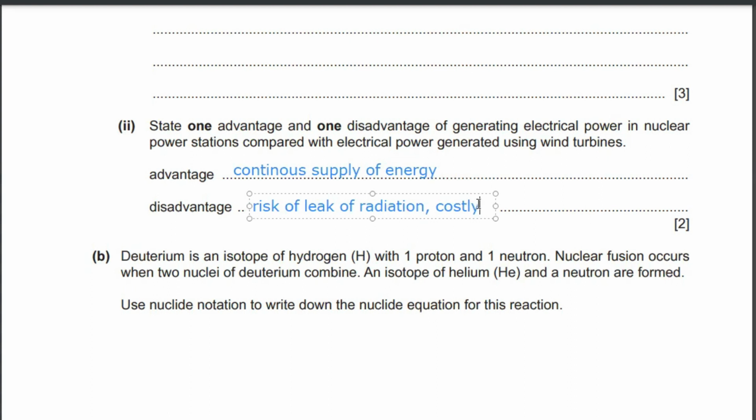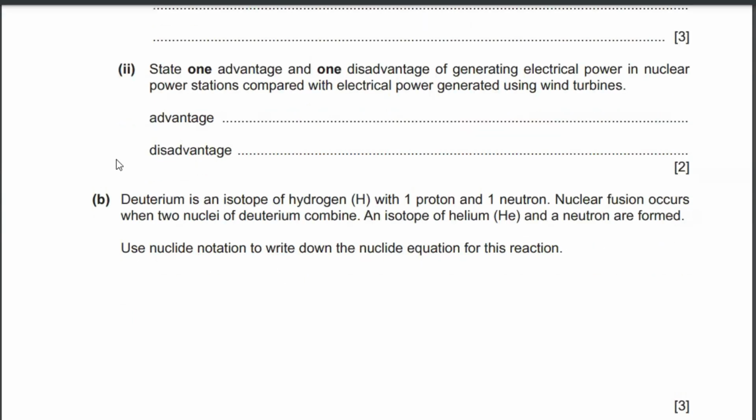Resources are finite. So we have to dig up uranium and then refine it. So they are much more expensive. So it is also expensive compared to wind turbines. But the advantages outweigh the disadvantages. That's why we have nuclear power plants.